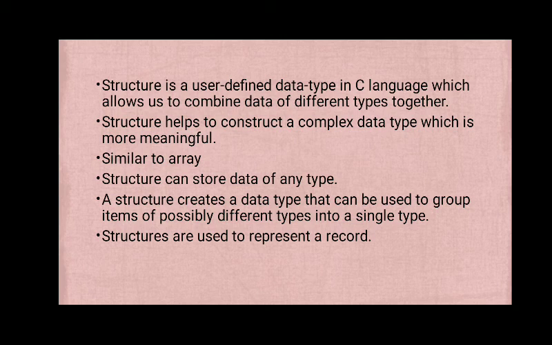It is similar to an array, with differences. An array is a homogeneous data type, but a structure is a heterogeneous data type. All kinds of data are possible. And a structure is basically used to store a record. To store a record is the basic purpose of a structure.